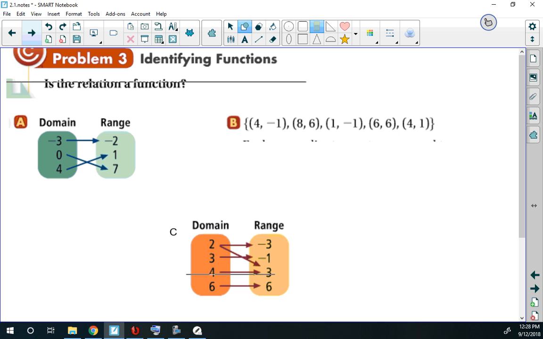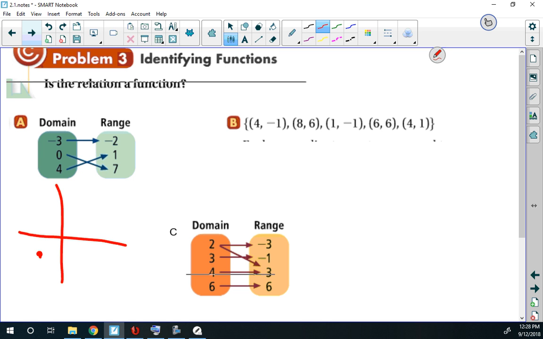All right, example 3. Is this a function or not? So let's look at part A. -3 gets mapped to -2. 0 gets mapped to 7, and 4 gets mapped to 1. Is that a function, yes or no? I'm hearing yes, I'm hearing no. What do we think? Maybe we better graph it. If you're not sure, graph it. (-3, -2), (0, 7), (4, 1). Is it a function? It is.